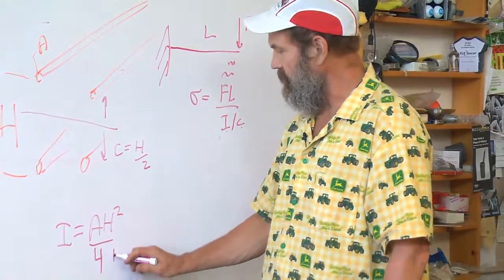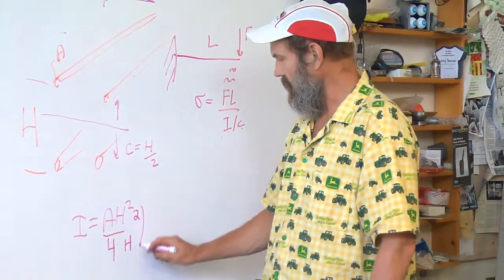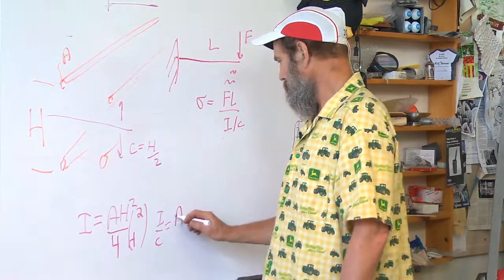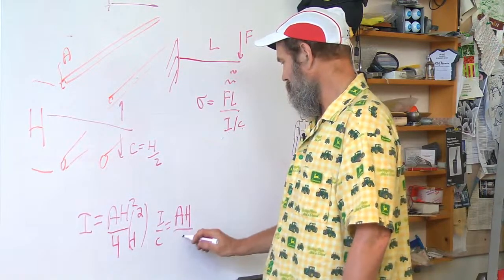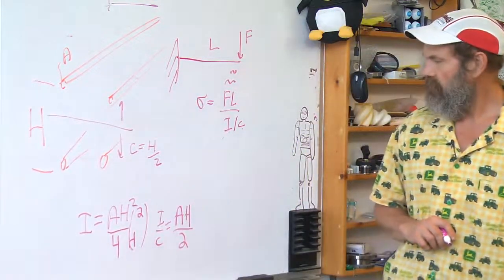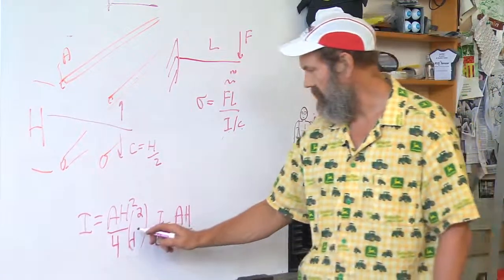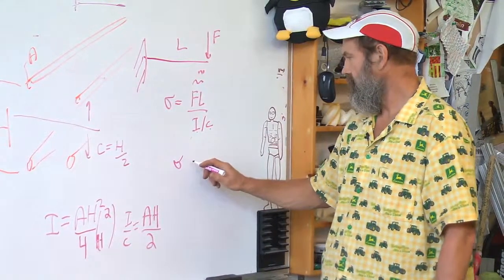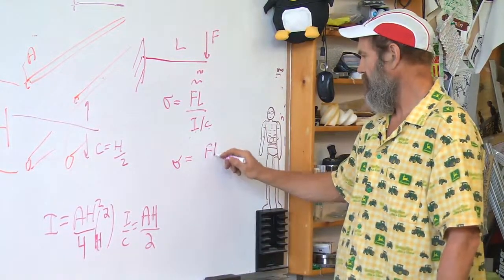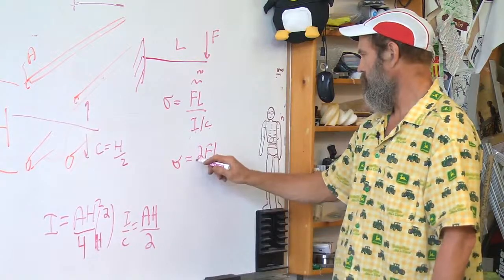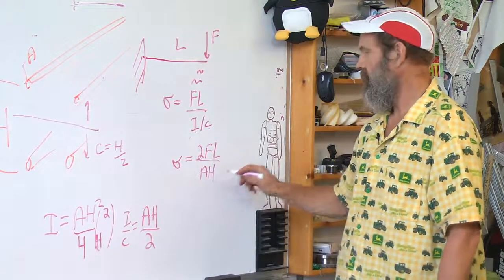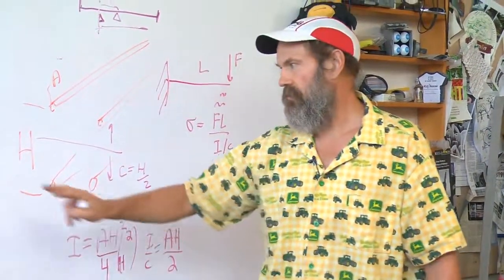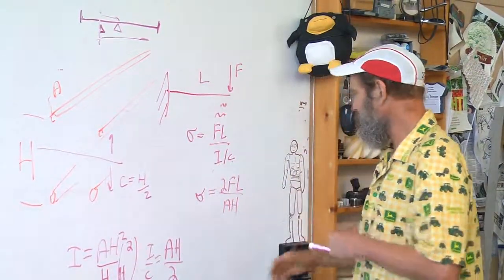So we divide this by h over 2. This is c. And we get I over c equals a h over 2. That's supposed to be an h. So the stress equals FL over 2ah. Well, what's that got to do with the strength of the truss and where these ziggy-zaggies go? These are called the braces, by the way, the bracing.